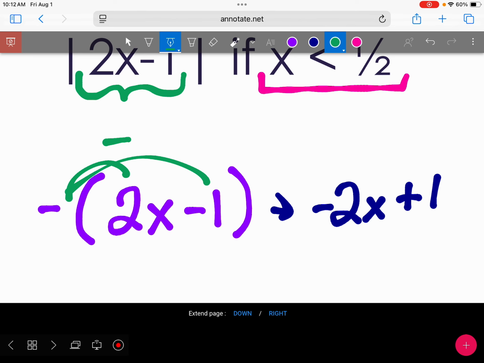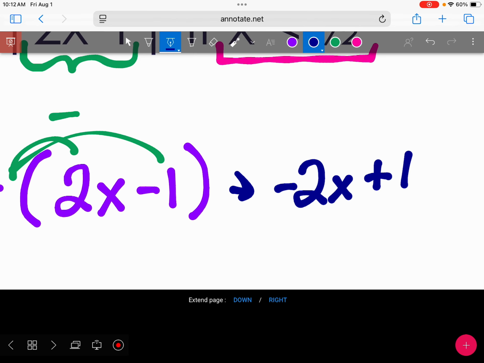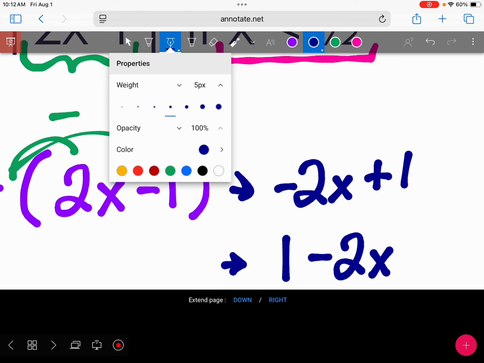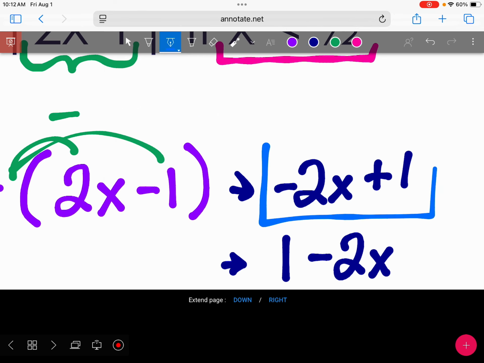It's the way I would write it too. If you're looking in the back of the book for solutions, a lot of times they will not put a negative number in front, so they'll write it as 1 minus 2x. It 100% means the exact same thing. I would absolutely take both answers. I tend to write it this way just because I like to keep the x's in the front. The book tends to write it the other way. They mean exactly the same thing.